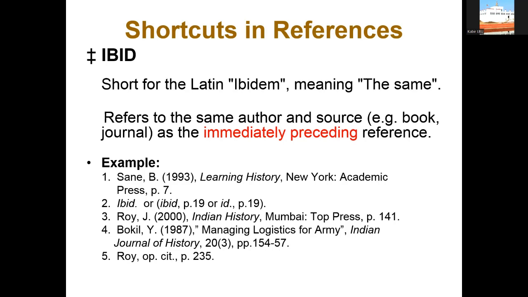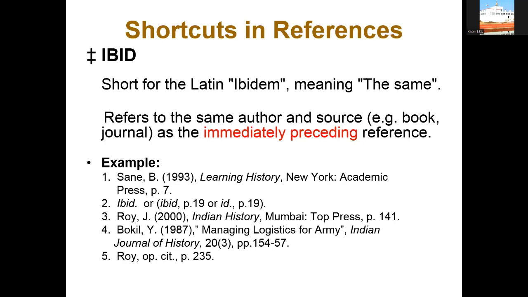Again, next, if you see another way of writing, after some references, the same book is again given as a reference. Then if you see the third one, Roy J. 2000, then the name of the book, Indian History, Mumbai, Top Press, page 141. But see, in the fourth, there is another book which has been given. But the fifth reference of the footnote is the same book as the third. Then there is no need of giving ibid.